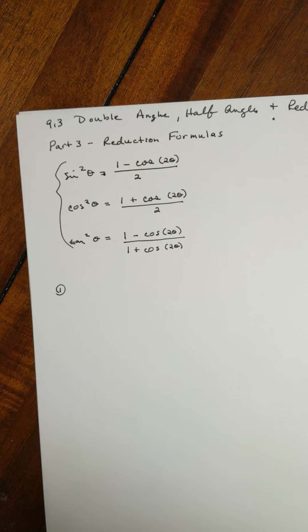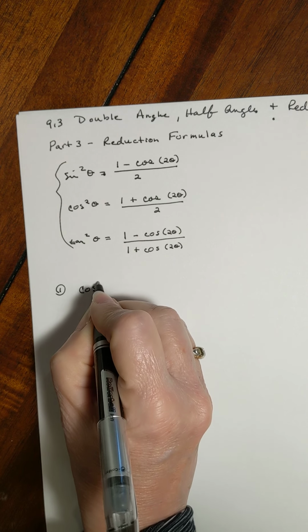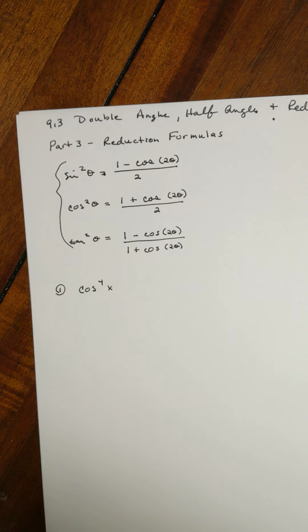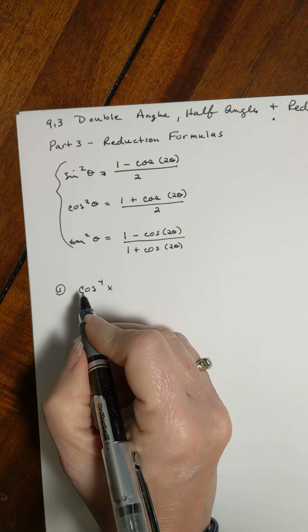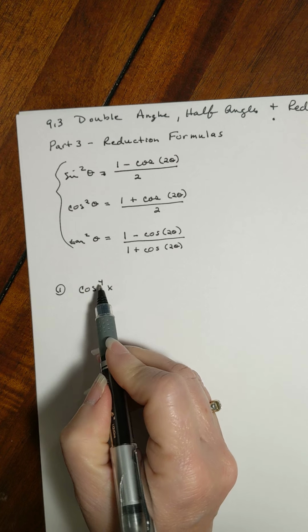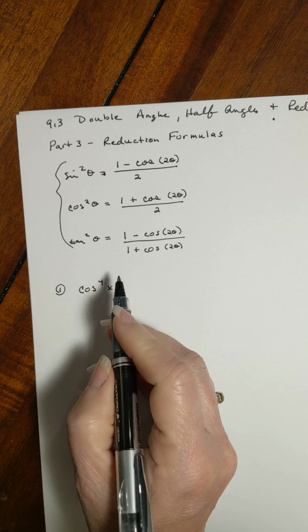Now, let's look at a problem that we would want to use these reduction formulas on. So this one says, write an equivalent expression for cosine to the 4th of x that does not involve any powers of sine or cosine greater than 1. So what we want to do is notice we're trying to reduce, that's what it's called, a reduction formula. We're trying to reduce our exponent.